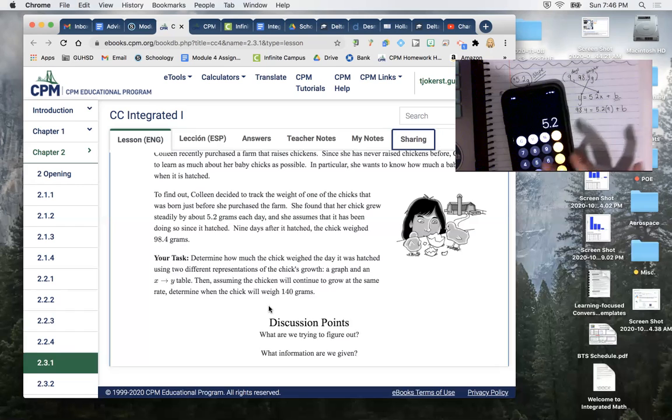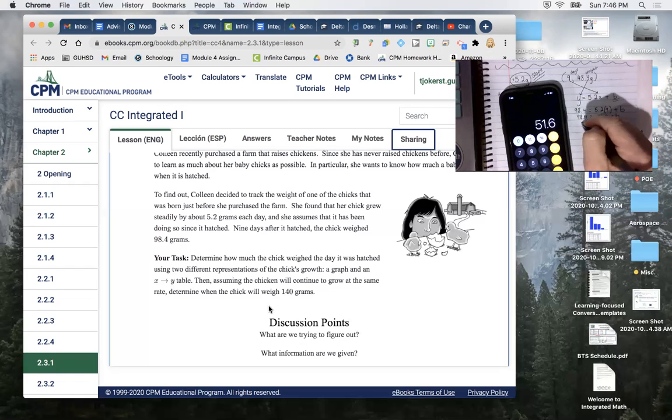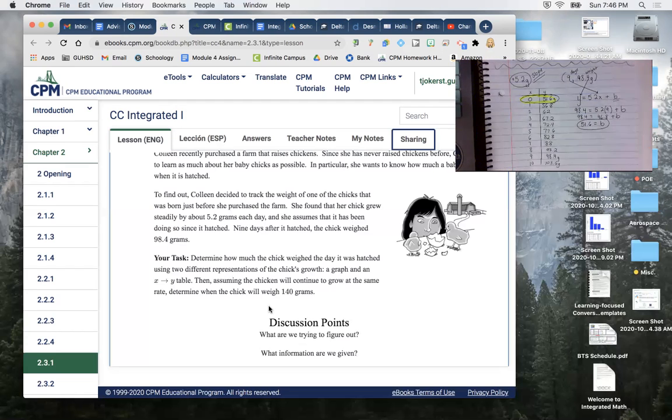So if I do 5.2 times 9, I get 46.8. So I'm going to now take that 46.8 plus b is equal to 98.4. I'm going to subtract this 46.8. So I have 98.4 minus 46.8. I get 51.6 should be my y-intercept. Well, look, that's what we got. We got that same thing by working backwards.